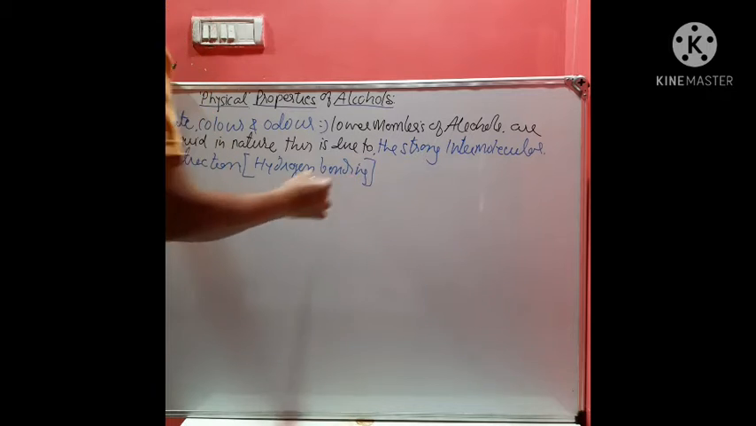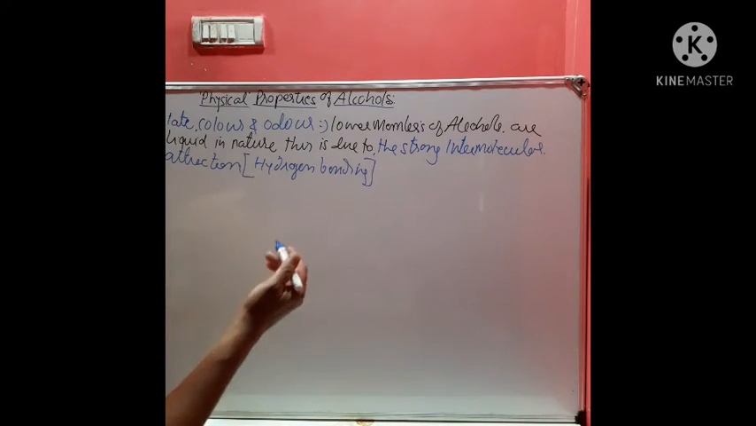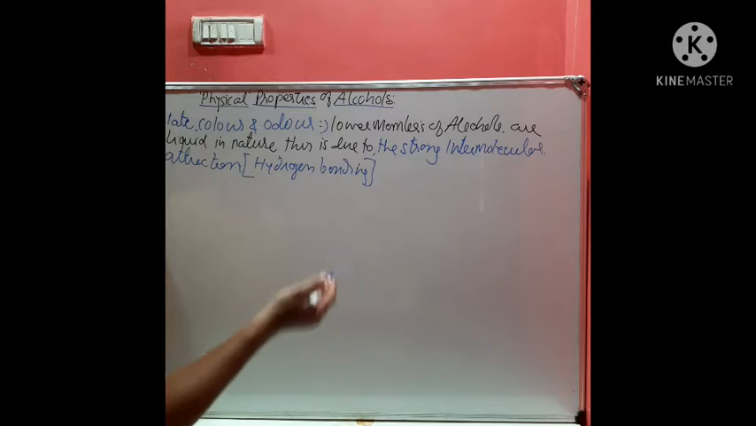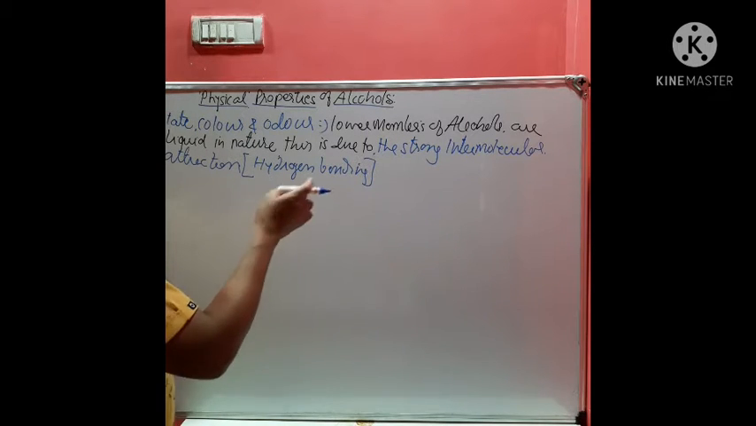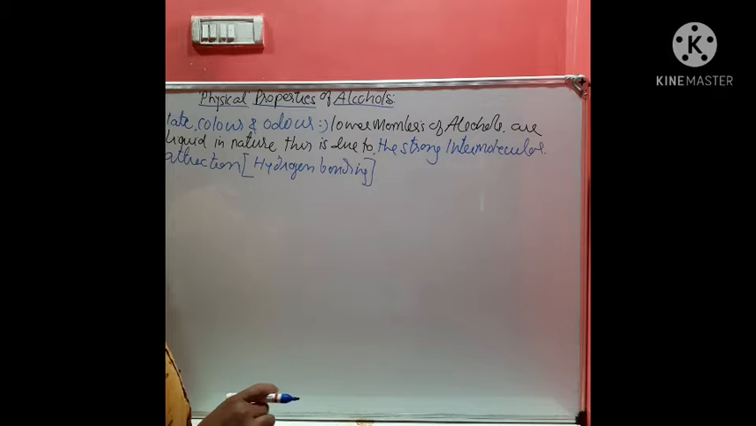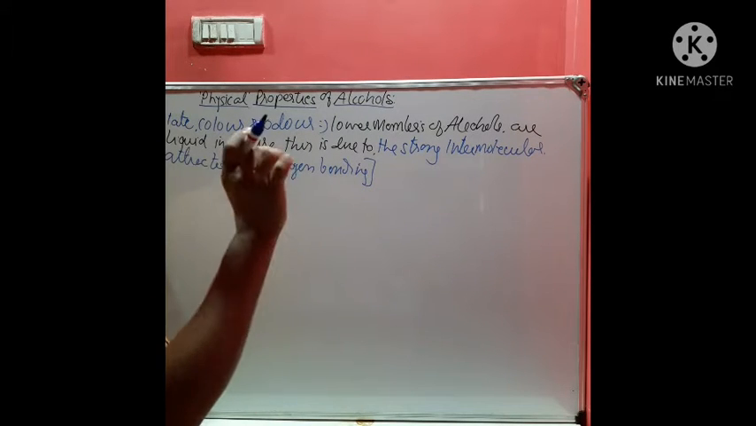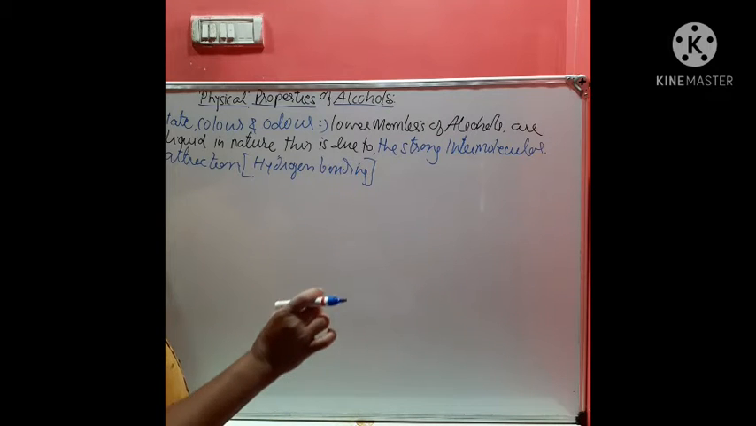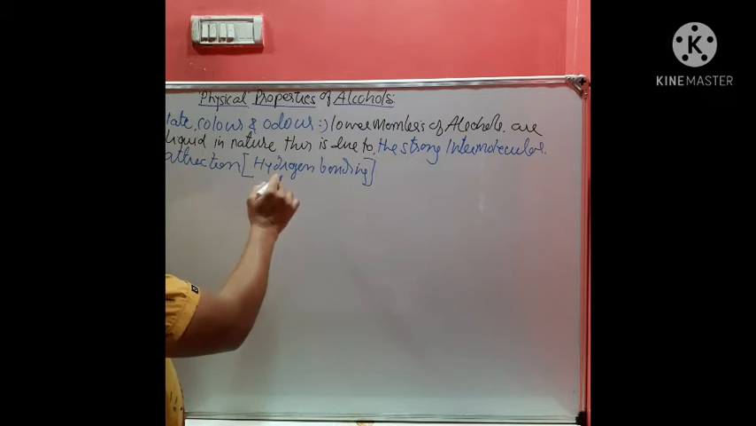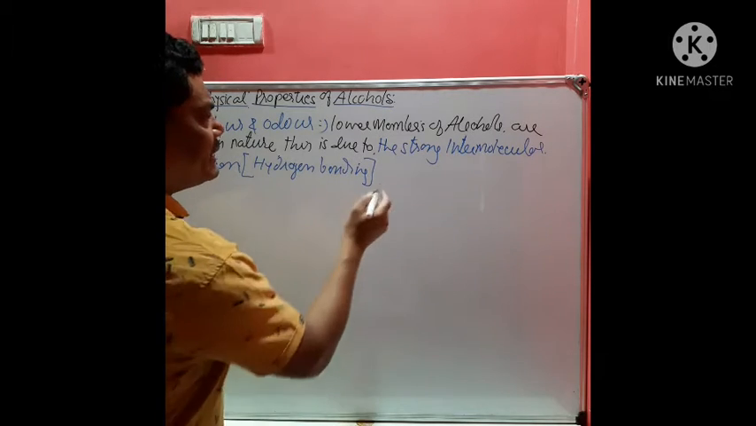Students, you know that hydrogen bonding is the strongest intermolecular attraction force among all types of attraction force. Therefore, although they are derived from alkane, in alkane there is only the weakest intermolecular attraction force, which is dispersion. But in alcohol there is strong bonding present, which is called hydrogen bonding.